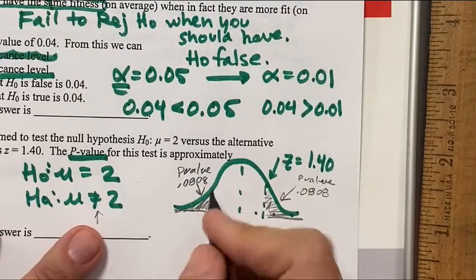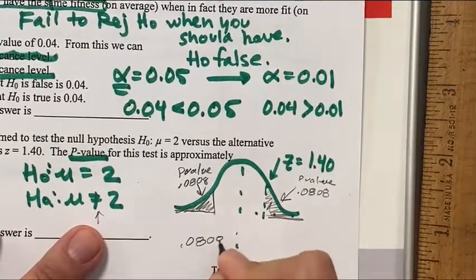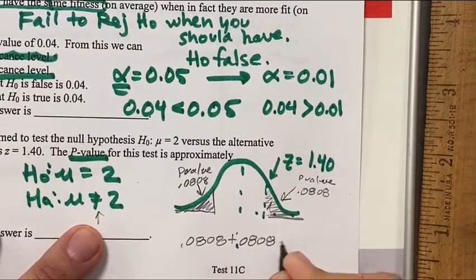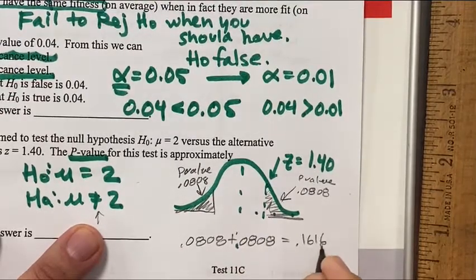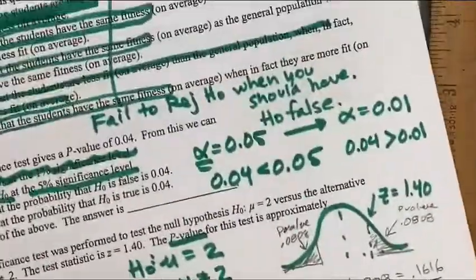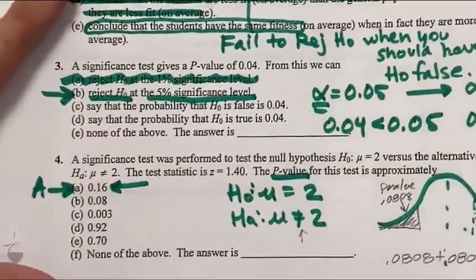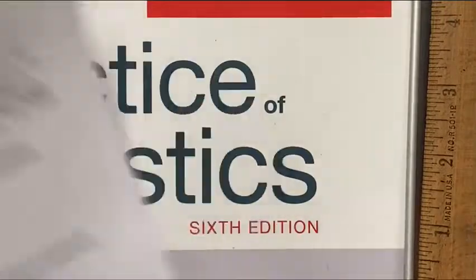That would be the total of the two. So if we added those together, we get 1616. We found our answer. 1616 would round to this. Our final answer is A. Let's take a look at the other question.